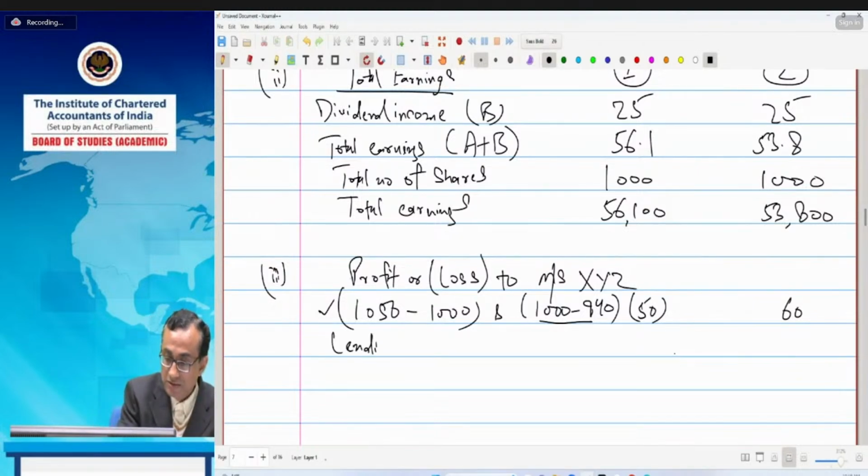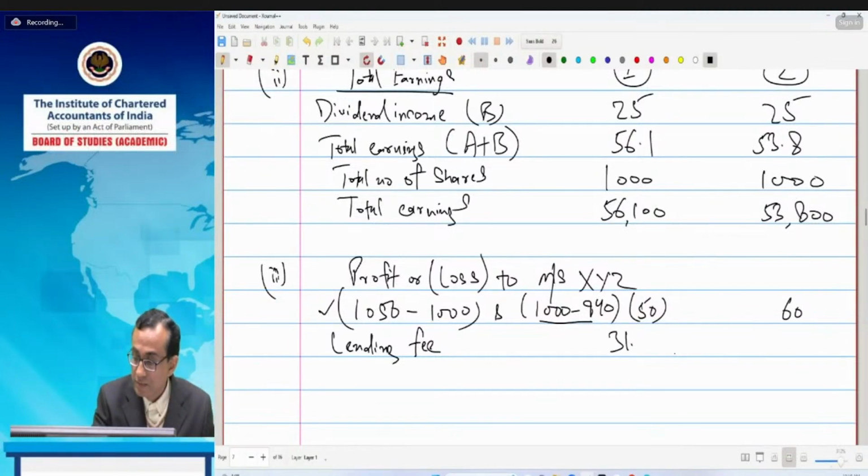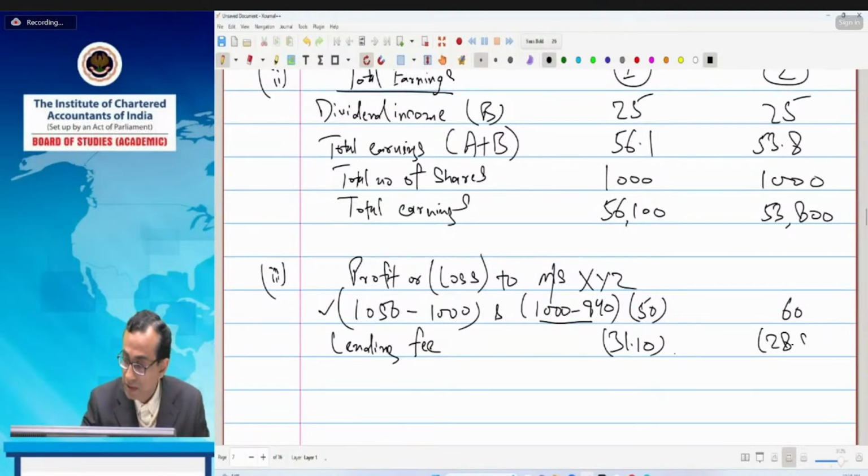Again, in case of XYZ, the lending fee is an expense. Lending fee is, you can say, an expense on the part of XYZ. So lending fee is 31.10 in case of scenario 1 and 28.80 in case of scenario 2.